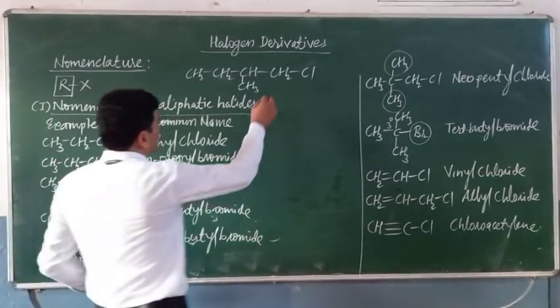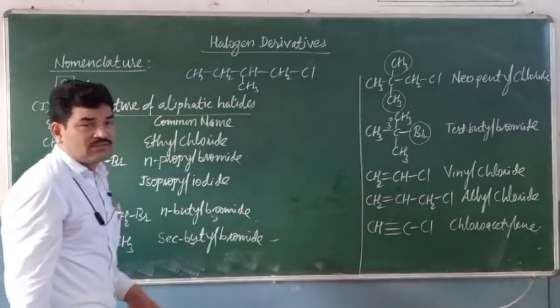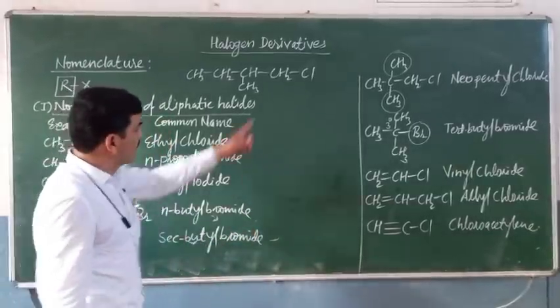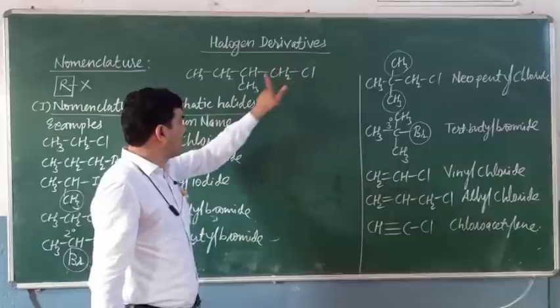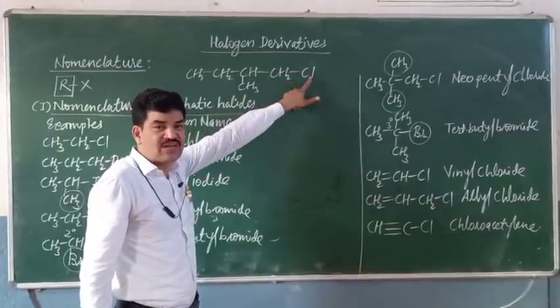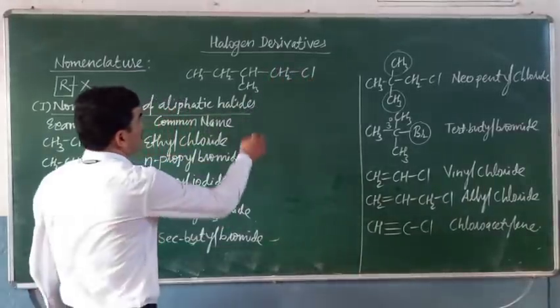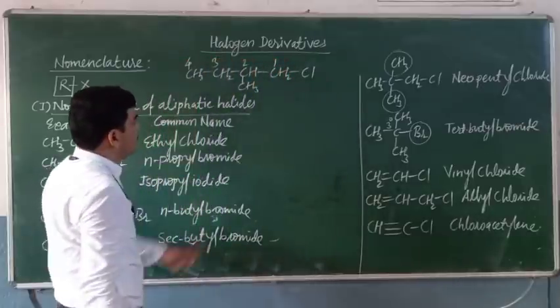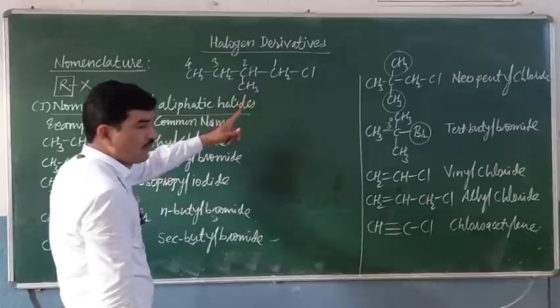Now, the carbon atoms should be numbered in such a way that the carbon bearing the halogen, which is a functional group, should get the least possible number. And therefore we should number in this way. The numbering is carried out from the right hand side.